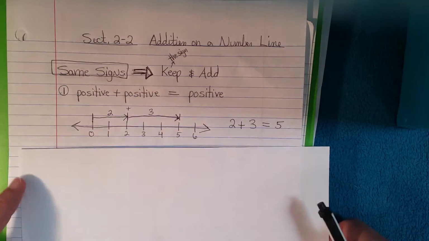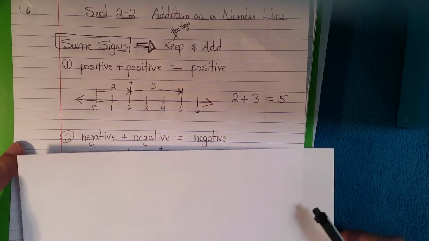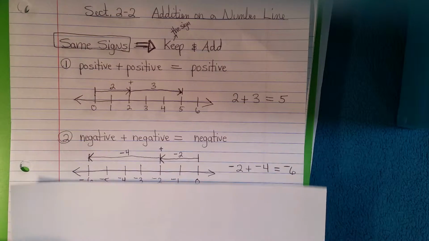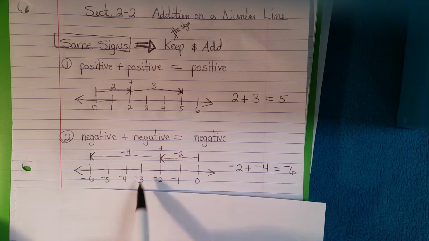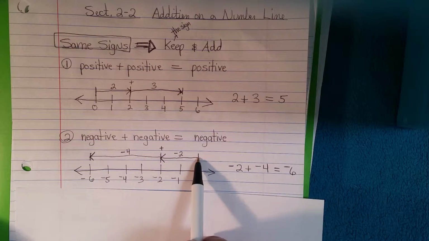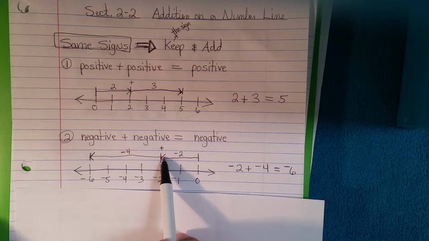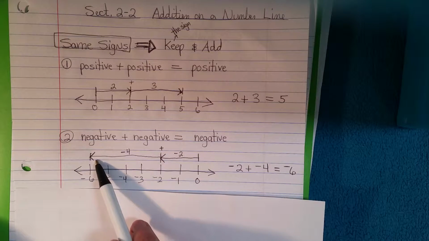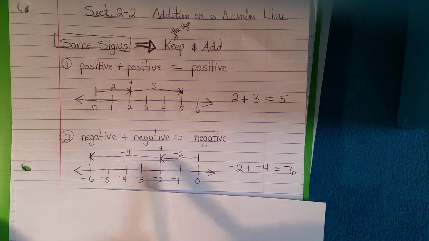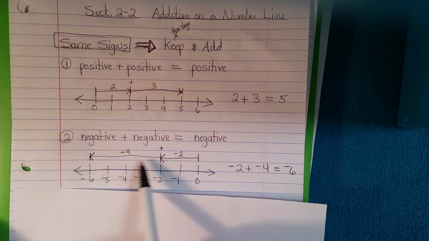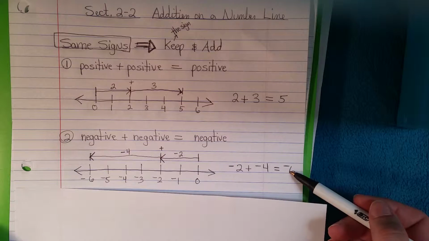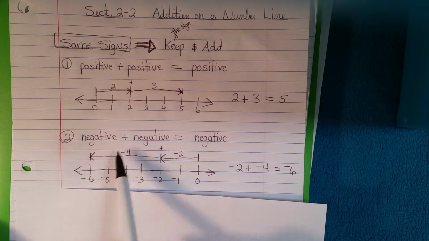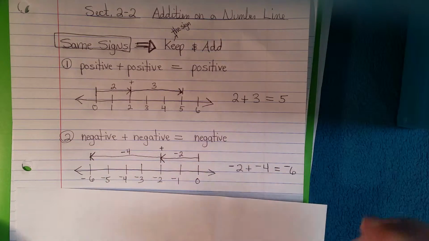Still under the same case, same signs, you could have a negative and a negative. So for example, negative 2 plus negative 4, you're starting at 0 and you're going left 2, and then left again 4, because you're going in a negative direction for both numbers, and you're going to end up on negative 6. So negative 2 plus negative 4 equals a negative 6. A negative plus a negative equals a negative.